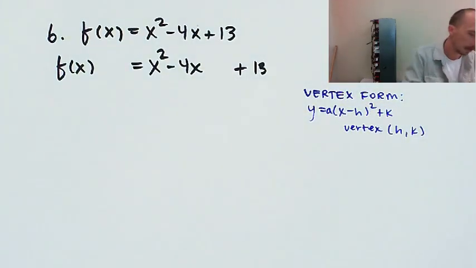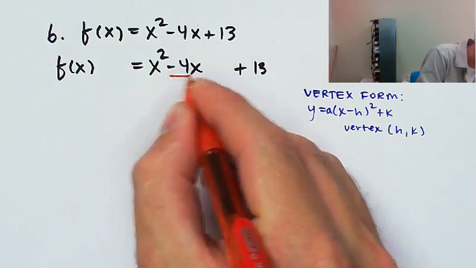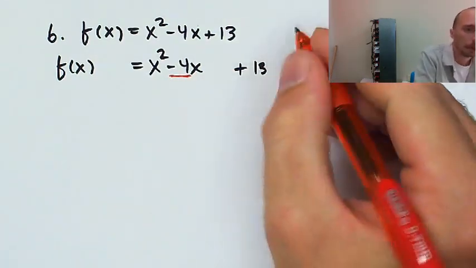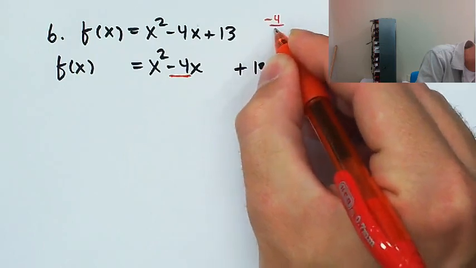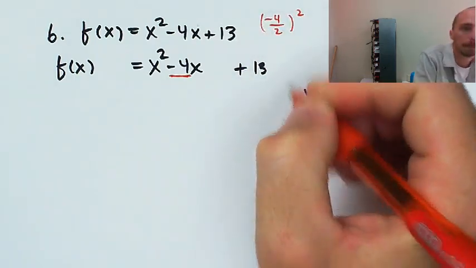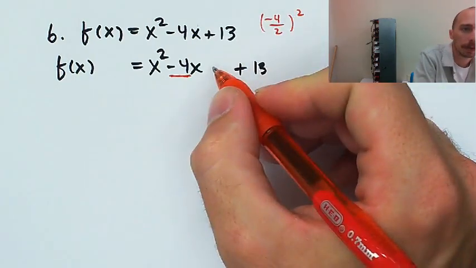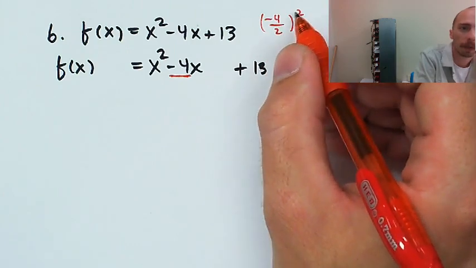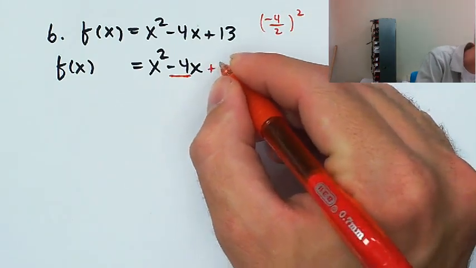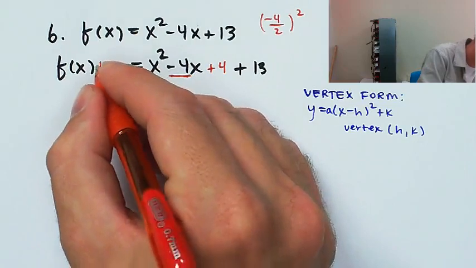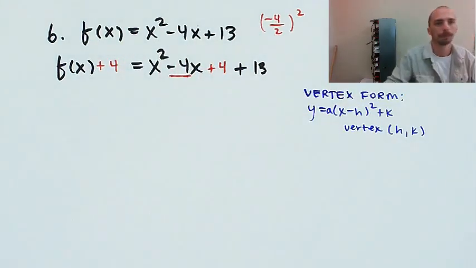All right. And that number that we're going to have to add to both sides, I'm going to take that negative 4, and I'm going to divide it by 2, and then I'll square it. Okay, and then that will be the number that I put back over here. So negative 2 times negative 2 is positive 4. Okay, but I'm going to need to add 4 over here as well.